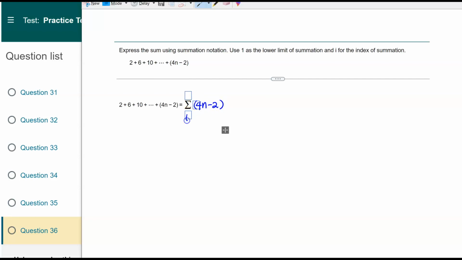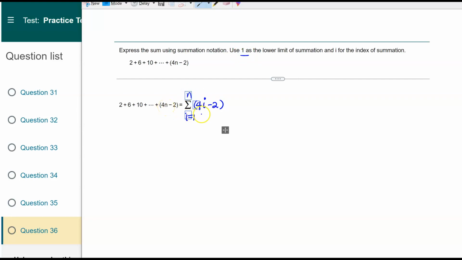And then your index of summation, it says here i. So in that case, the n will be replaced by i. So i, and it starts at 1. So i equals 1 and ends at n. So it ends at n here.